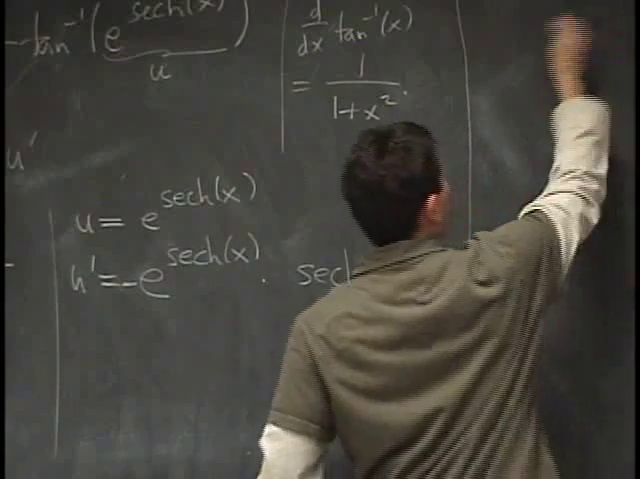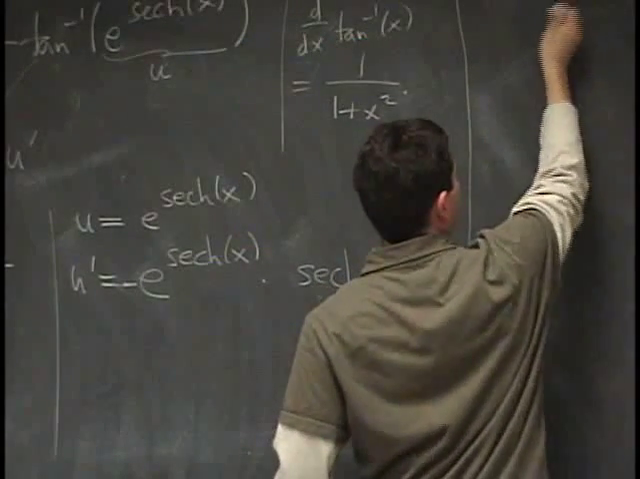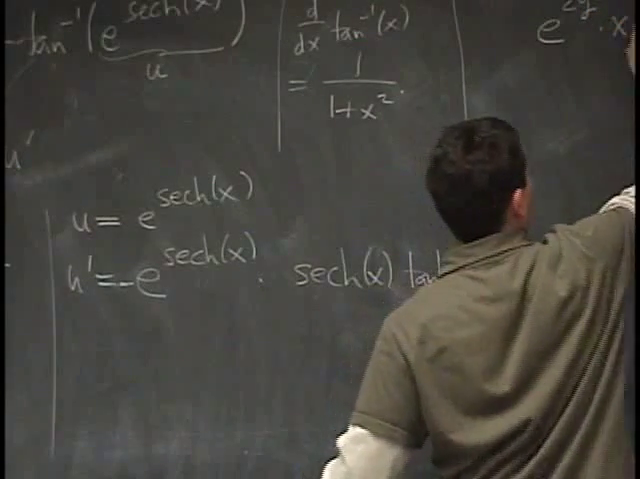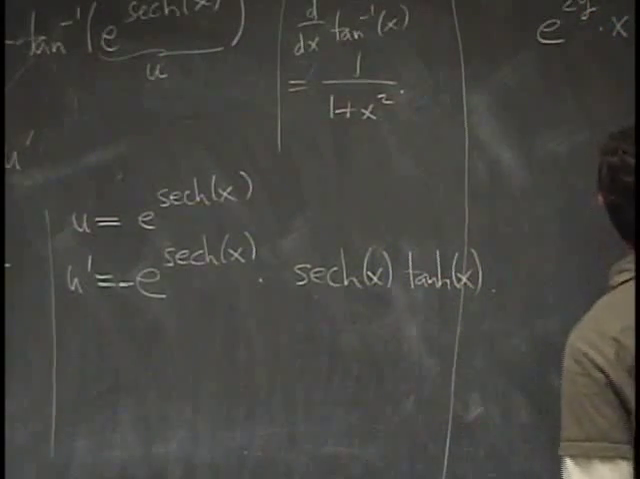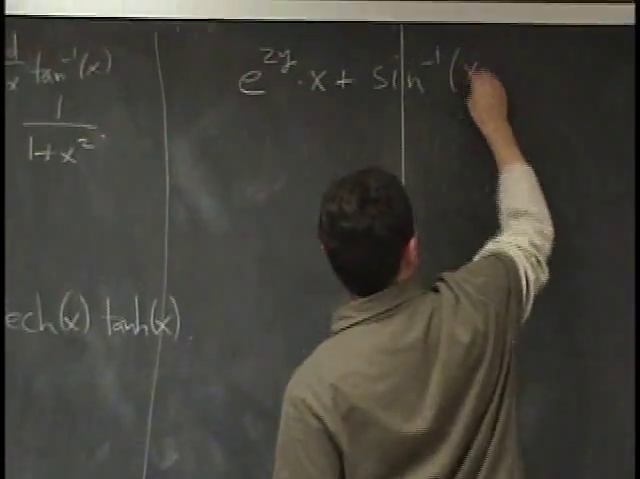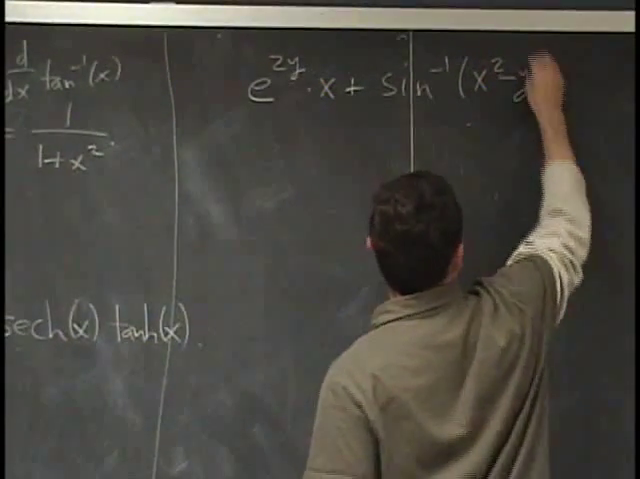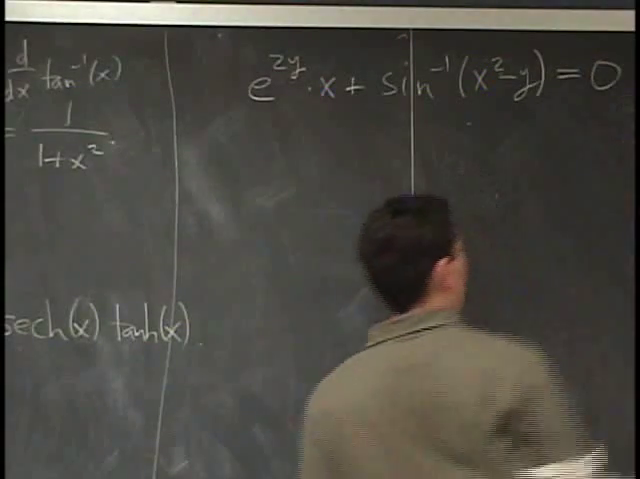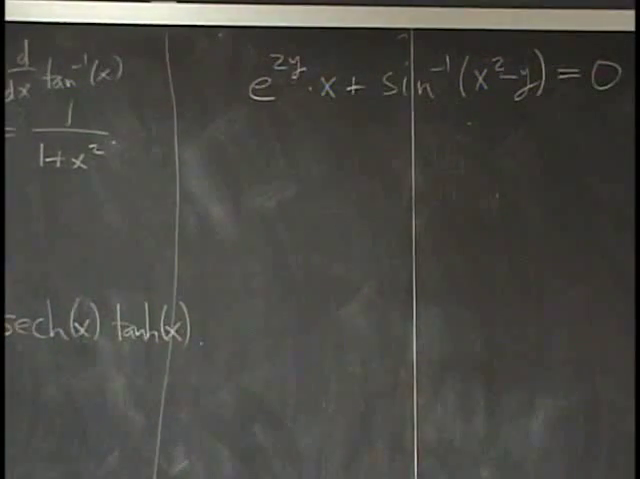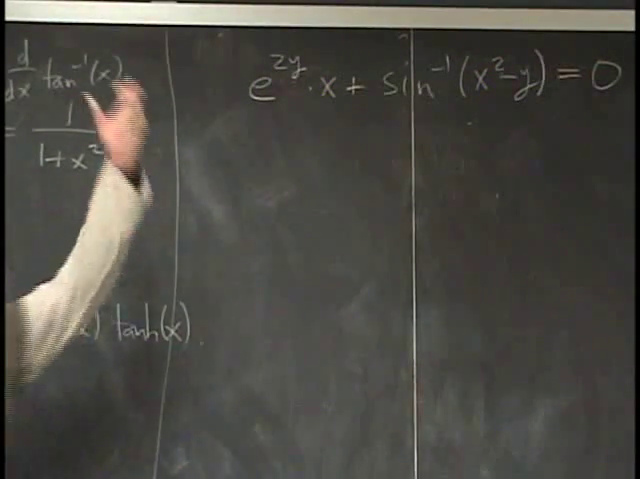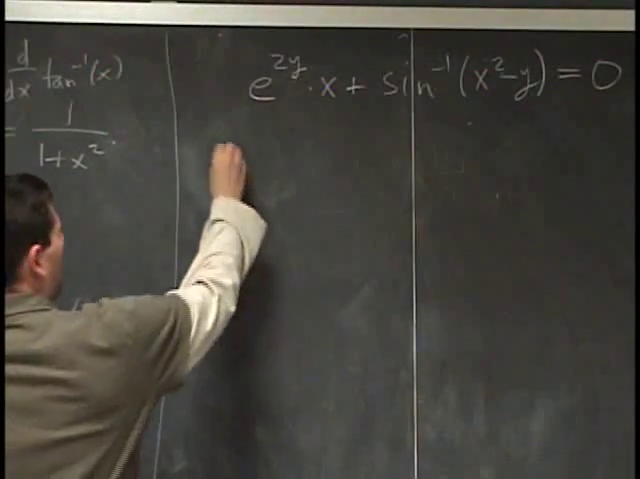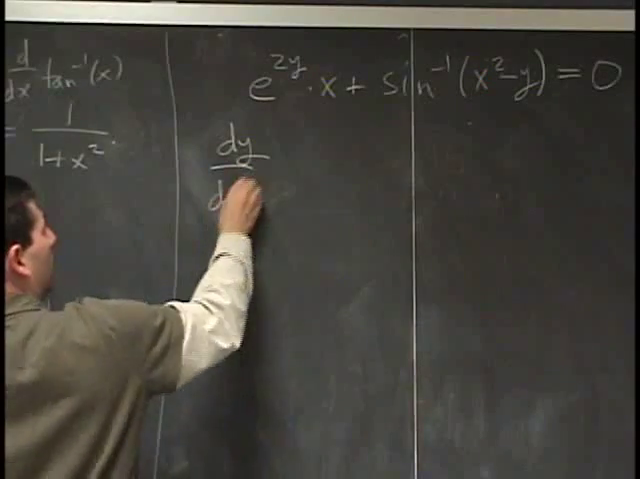Okay, so let's say you have some equation of the form, e to the 2y times x plus sine inverse of x squared minus y, and we'll say it equals 0. So it's some implicitly defined function, implicitly meaning I'm not giving you y equals a function of x. And I want to know what is dy dx.